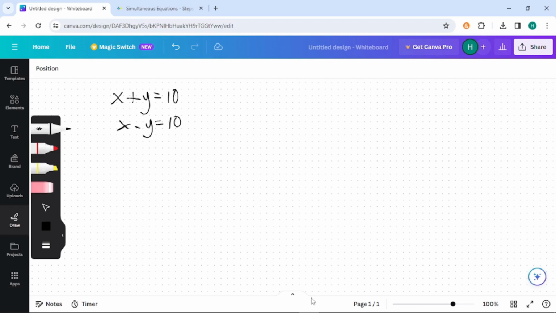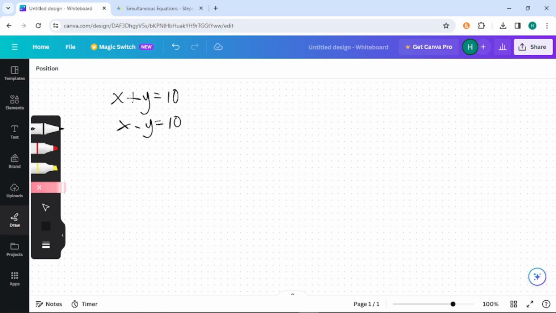There are two ways of solving simultaneous equations. You can use the elimination method or the substitution method. The first one is the elimination method, and in this video we will be focusing on the elimination method. As the name suggests, the first thing we have to do is eliminate one of these variables.